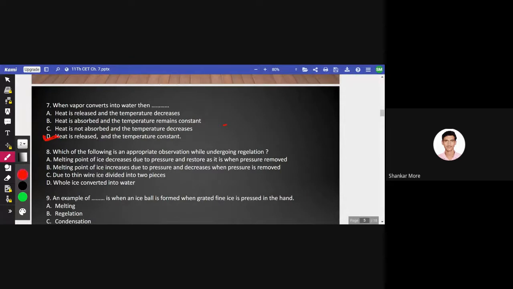So I think all other options are not making sense except the first one, isn't it? So what is the first option? It says melting point of ice decreases due to pressure and it restores when the pressure is removed, isn't it? So option A is correct. I hope everybody is clear with it.